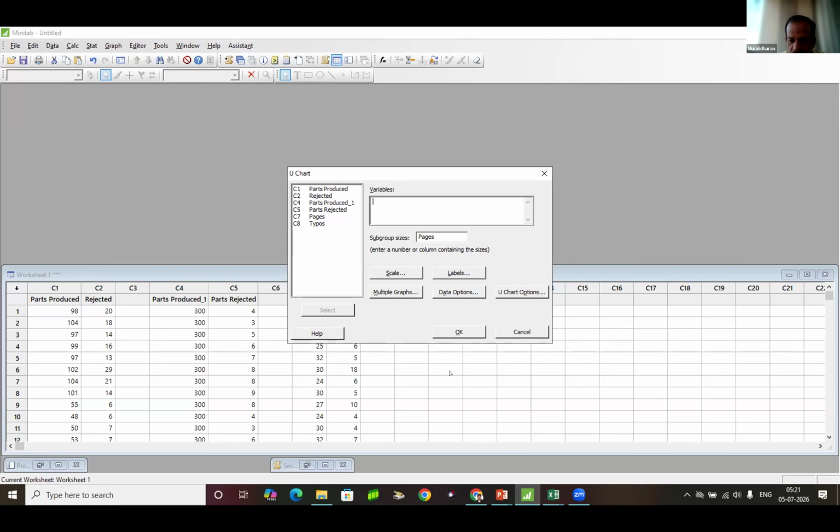Copied. Yeah, copied, sir. One minute. Stat, Control chart, Attribute, U chart. 1 and 2 is coming. So typo is the variable, typo is the variable, and subgroup is pages. One subgroup is pages.